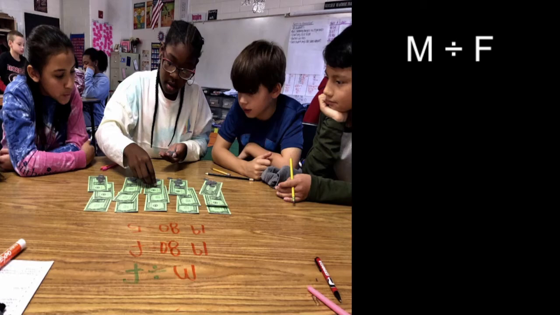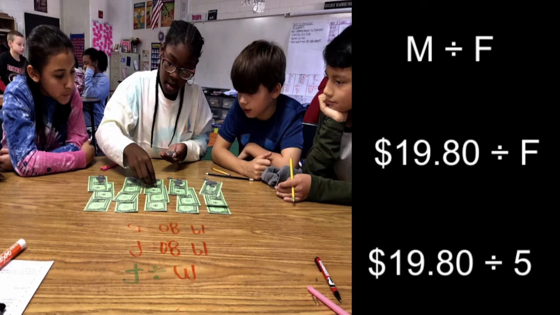Students replaced the variable M with $19.80. Finally, the teacher read that 5 friends went to eat pizza and their total bill was $19.80. They wanted to share the bill evenly. Students replaced the variable F with 5. How much will each person pay? Students were able to count out the money and share it evenly with the 5 friends.